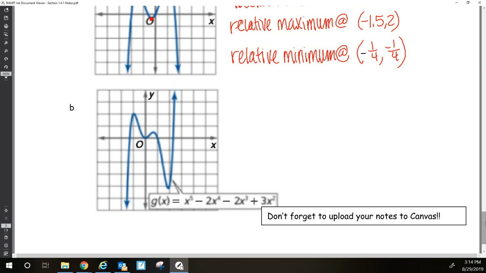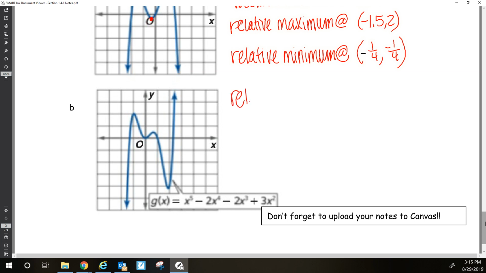All right, if you're back, that means you have figured out. First of all, do we have an absolute maximum? No, it keeps going on and on forever here. No absolute maximum. Absolute minimum? No, it keeps on going down and down forever, so no absolute minimum. We do have, it looks like 1, 2 relative maximums and 1, 2 relative minimums.